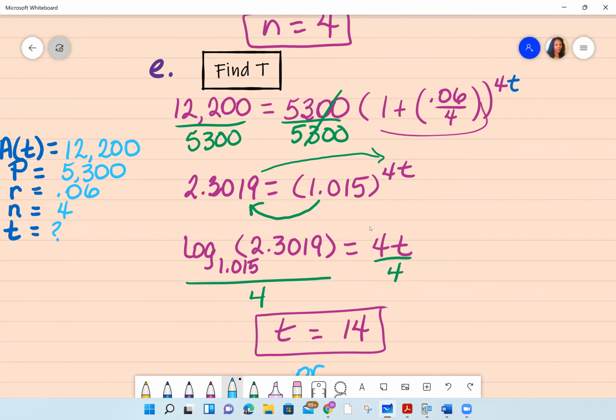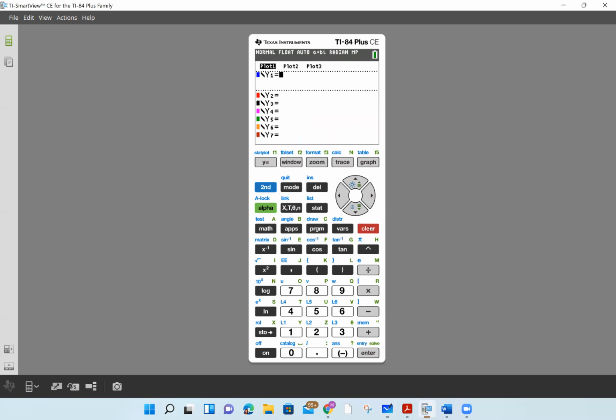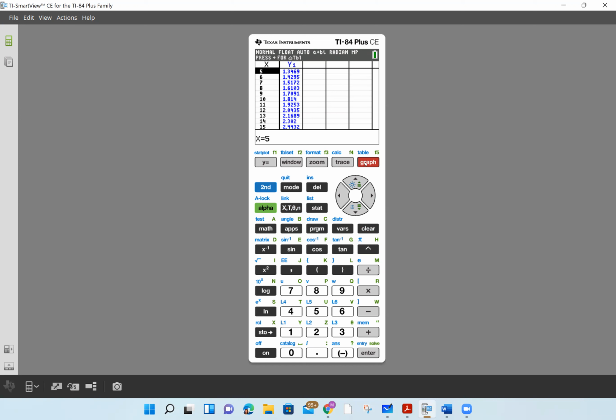Or let's clear that out. When you're looking at your work, you can also wait until you get to this step. So that's what you would put in for y equals when y equals 2.3019. So remember, this is y equals, where this is y. That's what you're paying attention to in the y column. So let's go back. And now you want to type in parentheses 1.015, parentheses raised to the 4x. Again, x represents t. Go to second graph, and now you want to look for 2.3019, which is really this. It's just rounded up, and that again is 14.